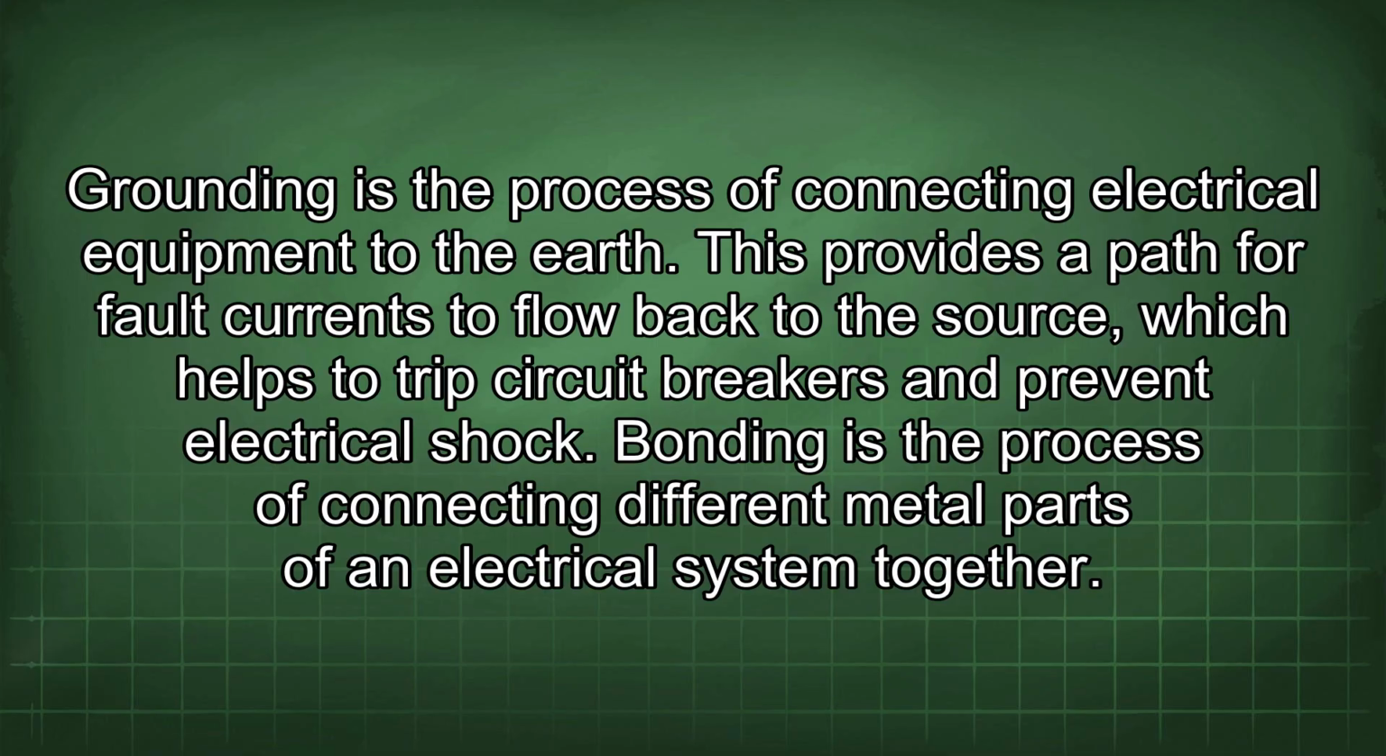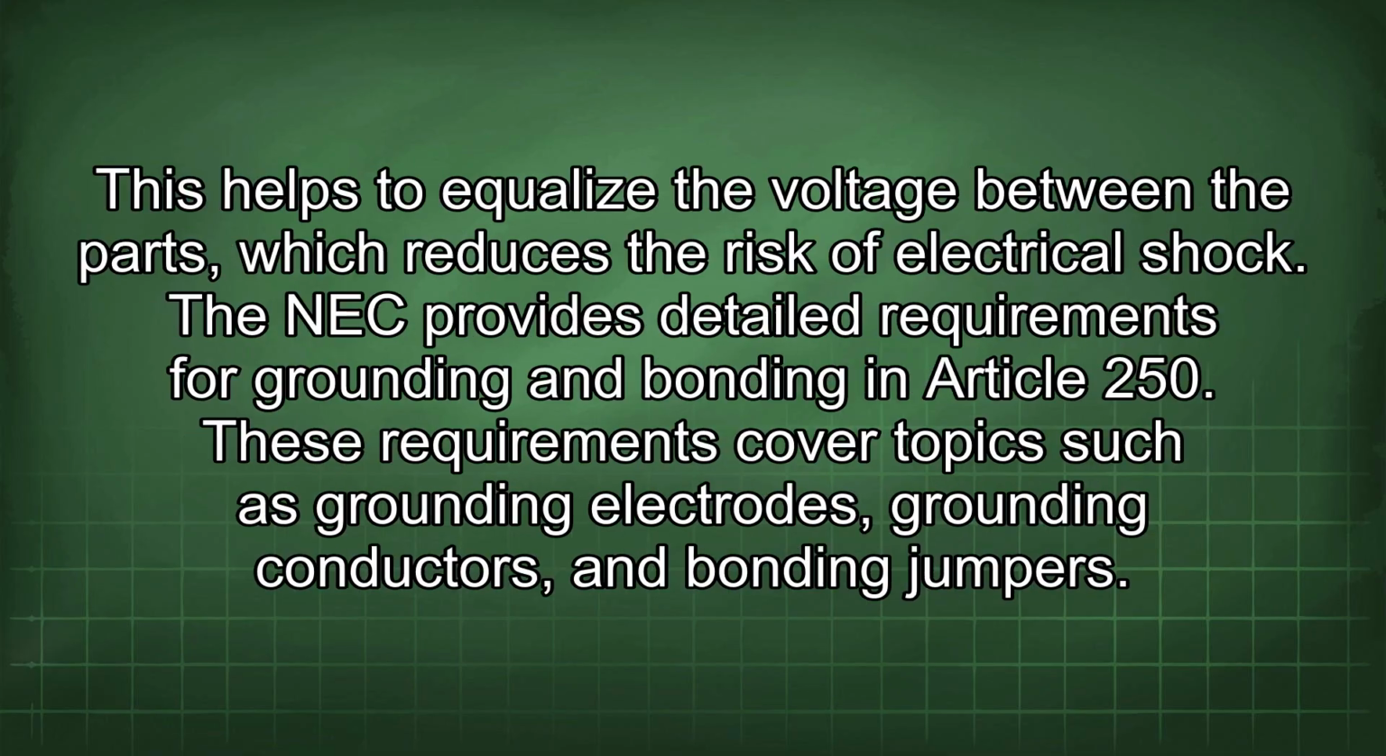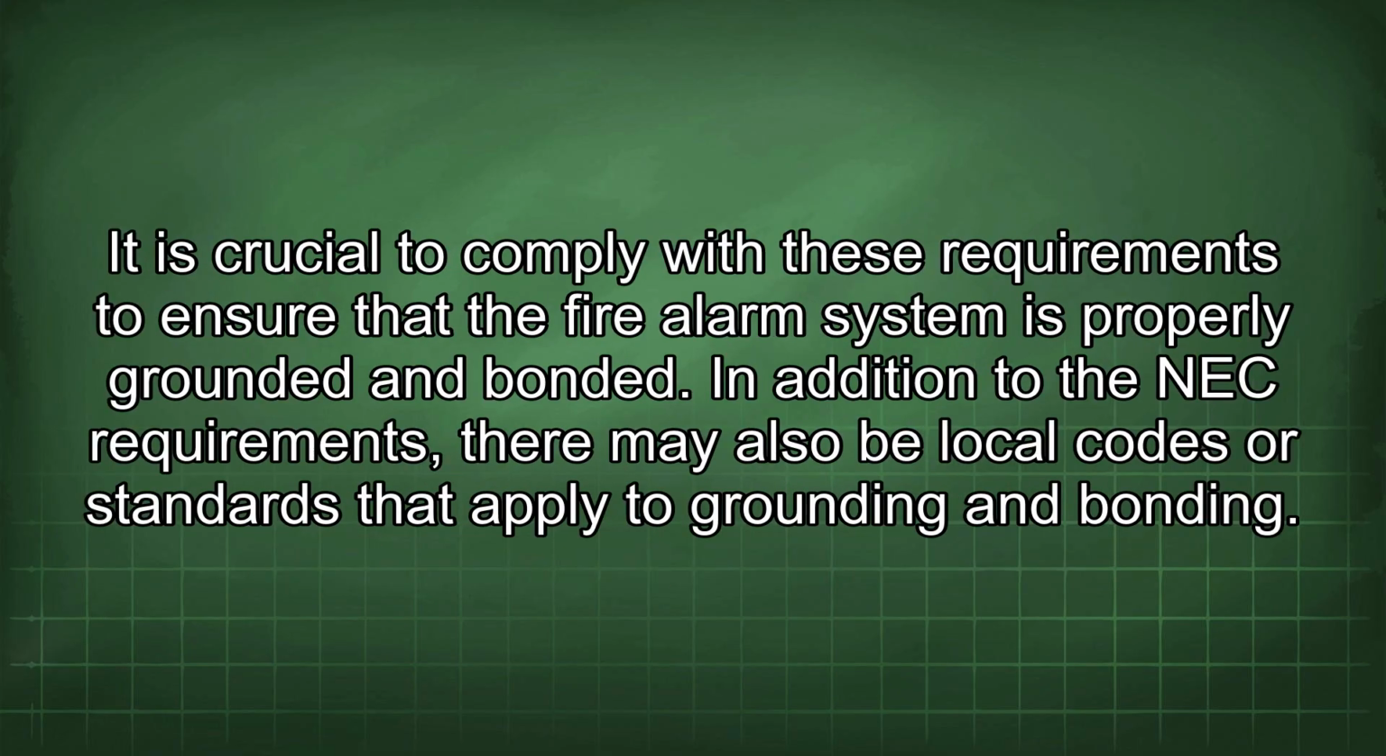Bonding is the process of connecting different metal parts of an electrical system together. This helps to equalize the voltage between the parts, which reduces the risk of electrical shock. The NEC provides detailed requirements for grounding and bonding in Article 250. These requirements cover topics such as grounding electrodes, grounding conductors, and bonding jumpers. It is crucial to comply with these requirements to ensure that the fire alarm system is properly grounded and bonded.